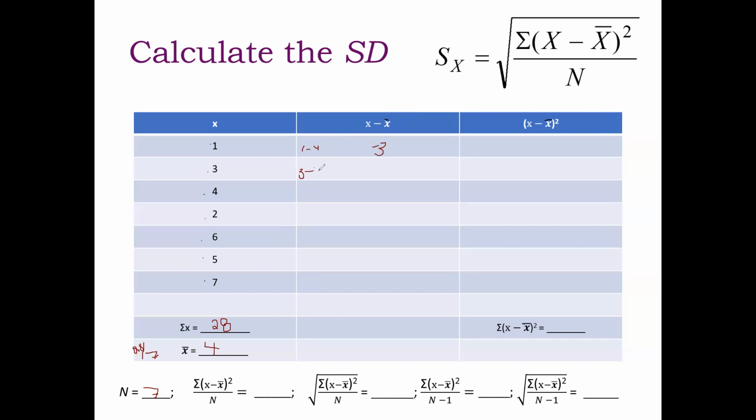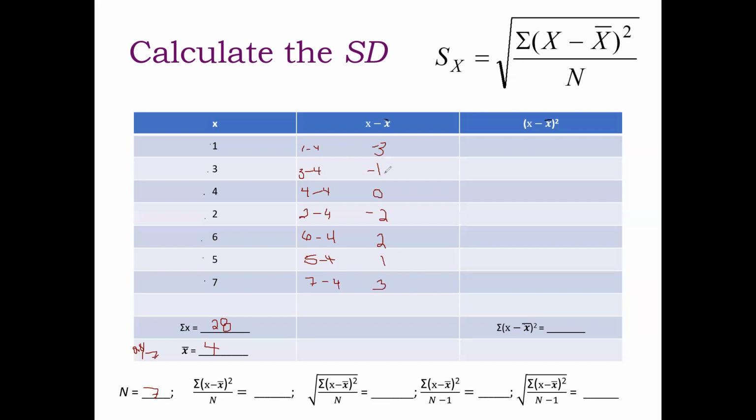3 minus 4, negative 1. 4 minus 4 is 0. 2 minus 4 is negative 2. 6 minus 4 is 2. 5 minus 4 is 1. And 7 minus 4 is 3, all right?